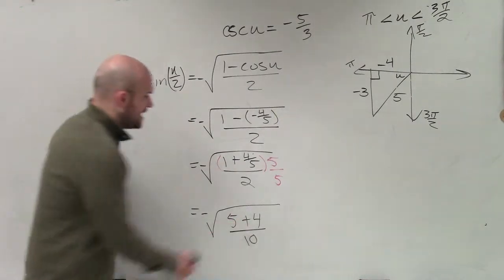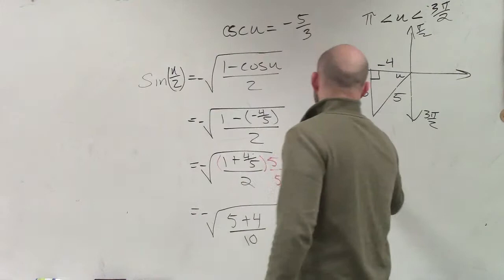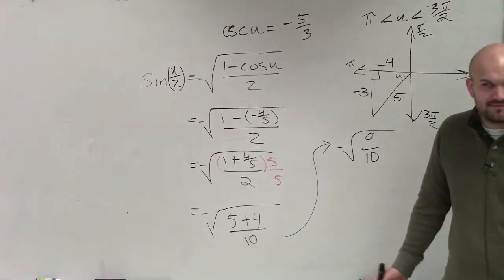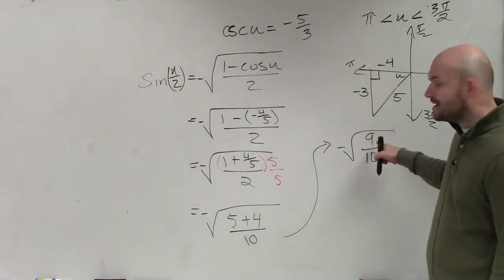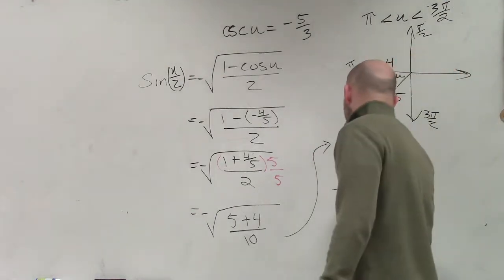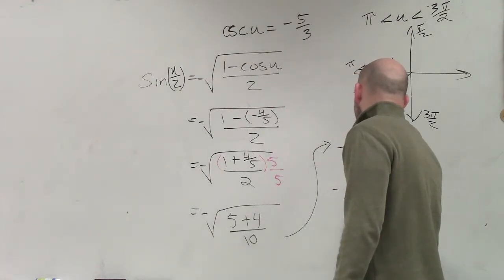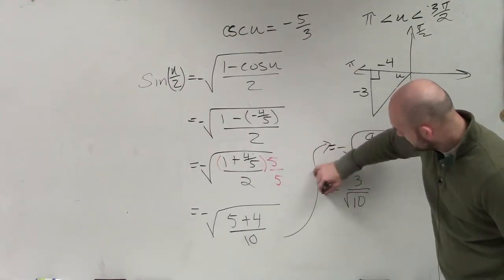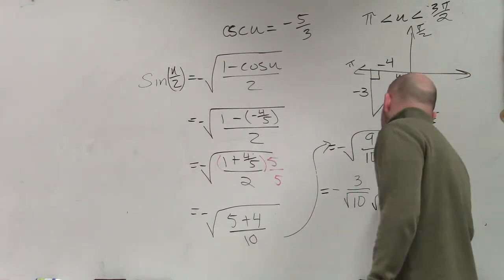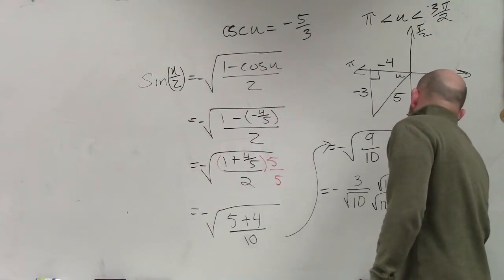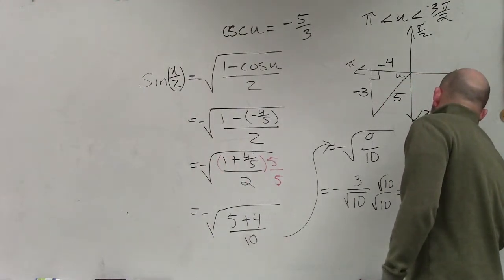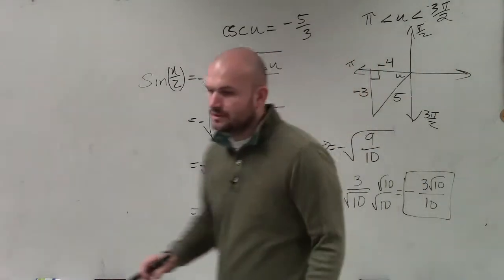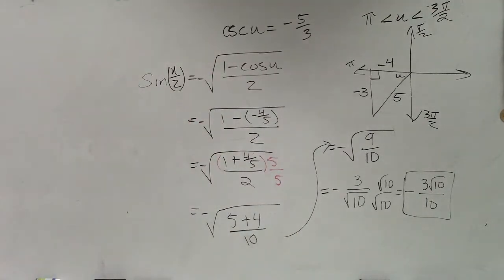So now you add them. So now I'll simplify this over here. So it's negative the square root of 9 over 10. I'm not going to break up this fraction because I did that last time. But you guys can see that now I can simplify the numerator. So it's negative square root of 9 is 3 over square root of 10. Right? And then I rationalize the denominator. And I get negative 3 square root of 10 over 10. And there you go. Done, son.